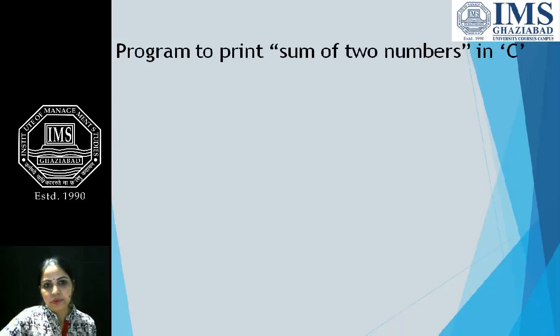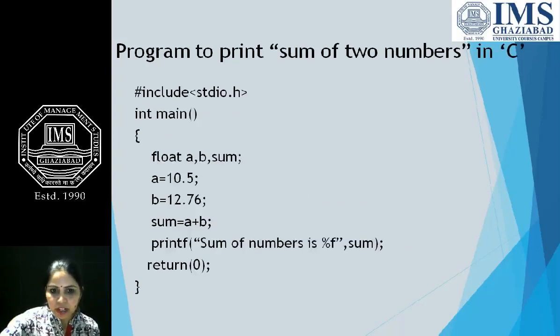And we have one more example here. What I have done, I have used floating point values also. So here I have a is equals to 10.5 and b is equals to 12.76. When we calculate sum is equals to a plus b, then the particular function would display sum of numbers is %f comma sum. Sum would be displayed, and we have used %f because my sum variable is of floating point type.